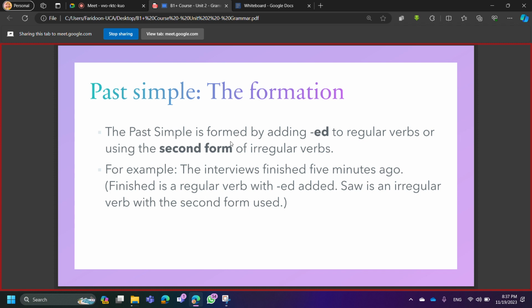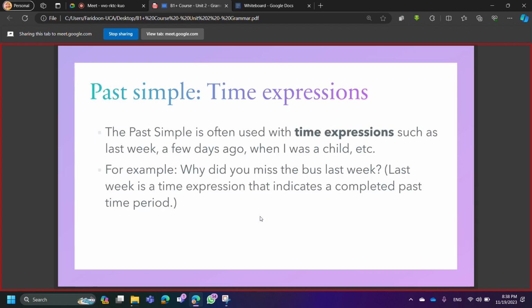So the past simple, guys, is formed by adding -ed to regular verbs or using the second form of the irregular verbs. For example, the interview finished 5 minutes ago. Okay, finished is a regular verb with -ed added, and saw is an irregular verb with the second form used as an example for you if you want to use it.